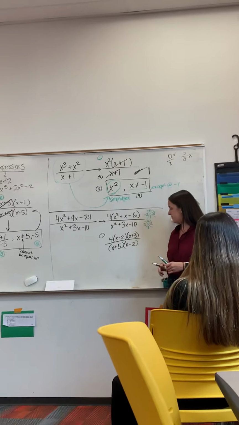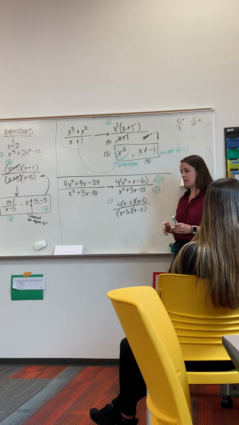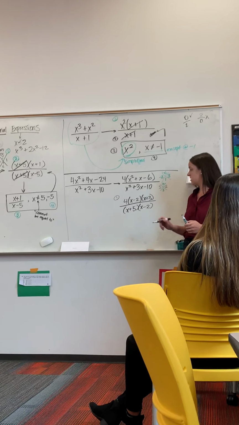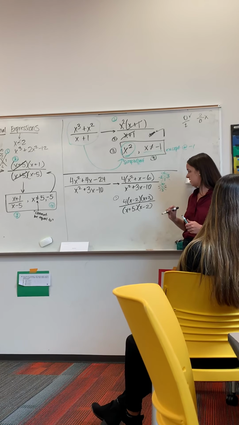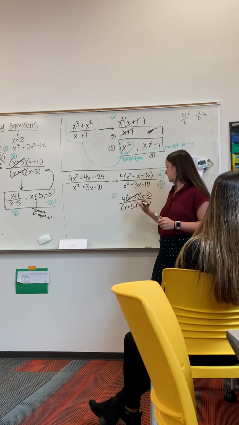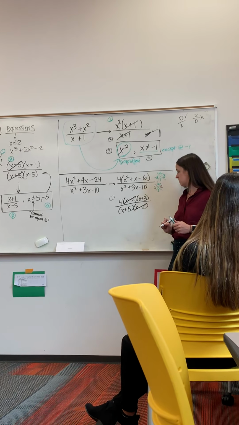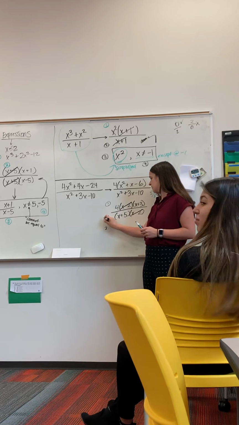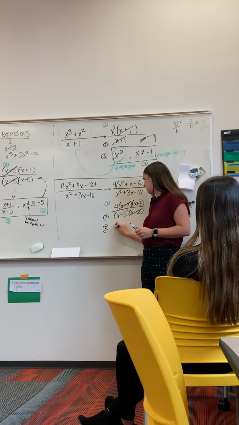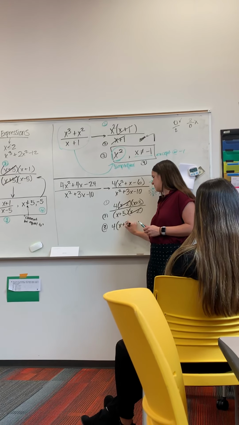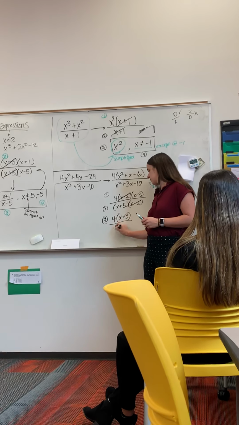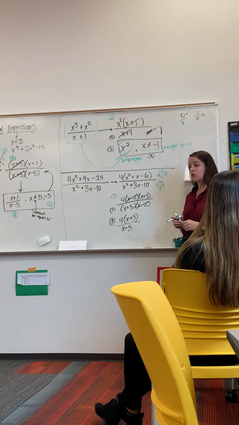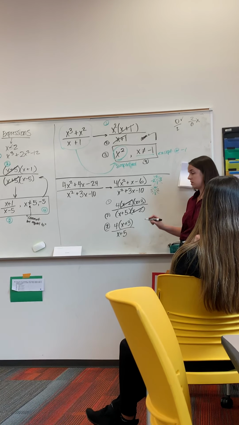Then you cancel out what's the same. The same where? At the top and the bottom. x minus 2 and x minus 2. Then you bring down the leftovers. So you have x plus 3 over x plus 5. It's close. We're on step 3. What's step 4?